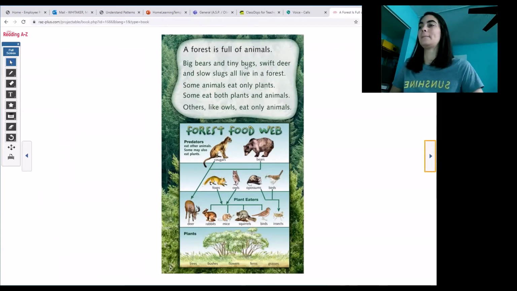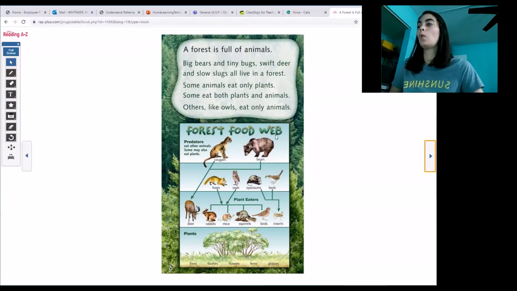Big bears and tiny bugs, swift deer and slow slugs all live in a forest. Some animals eat only plants. Some animals eat both plants and animals. Others, like owls, eat only animals.